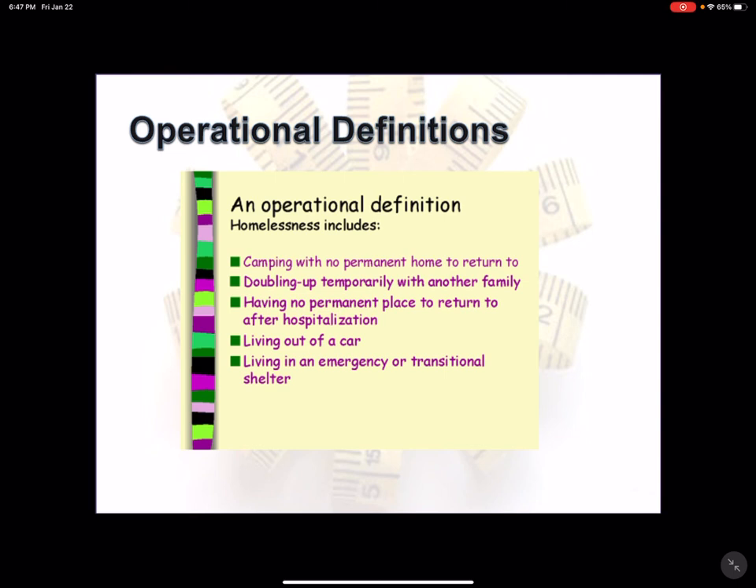I was really shocked when I saw this, because this study needed an operational definition of homelessness. But if you read these, you'll think about it. Homelessness includes camping with no permanent home to return to, doubling up temporarily with another family, having no permanent place to return to after hospitalization, living out of a car, or living in an emergency or transitional shelter. Now, that's a clear definition of homelessness.